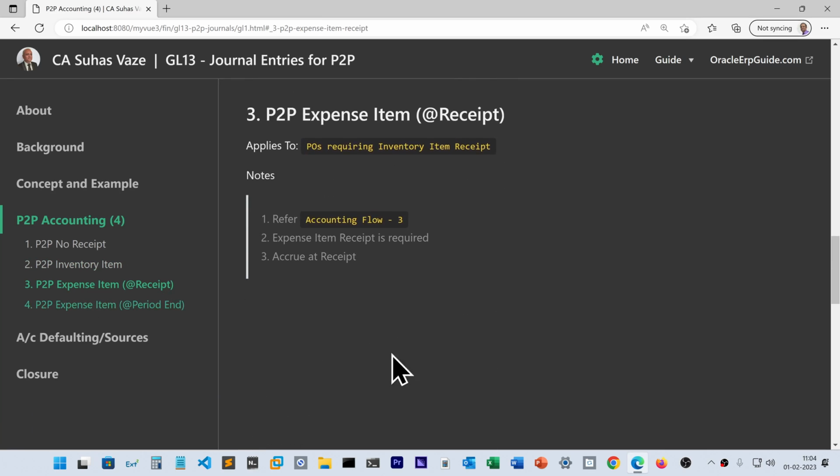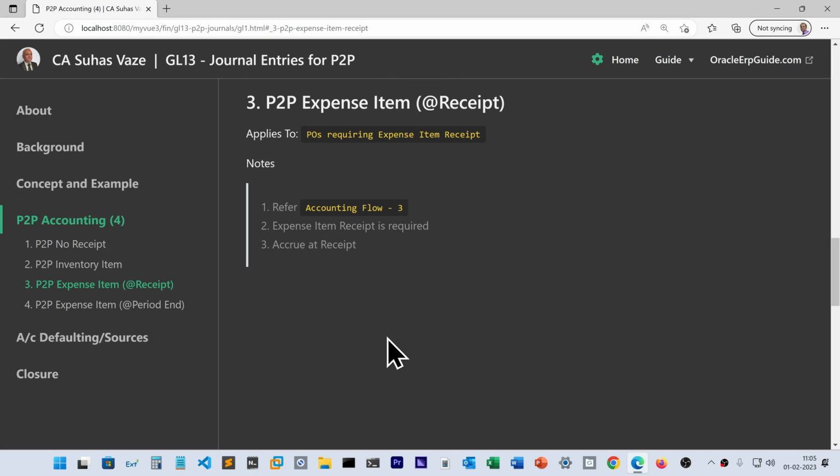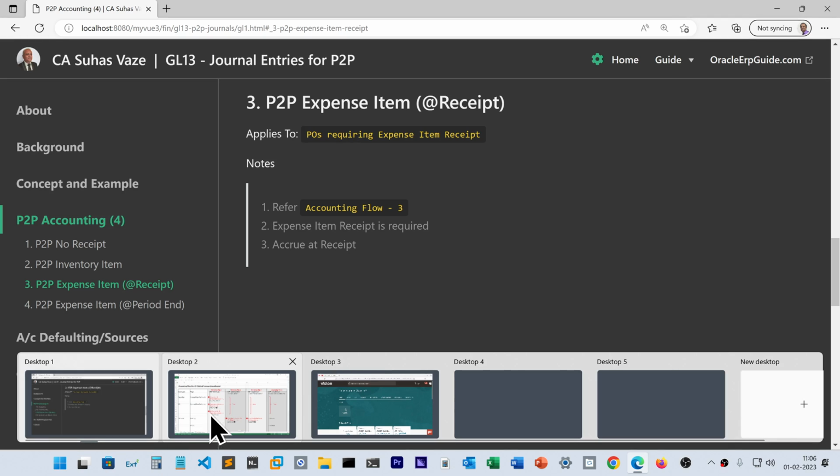So the next one, now P2P expense item, POs requiring expense item receipt, and when we have configured accrual at receipt. Whenever there is an expense item or expense destination, we can configure whether the accrual should be done at the time of receipt or at the time of period end. So this particular case is accrual at receipt. And we are going to refer to accounting flow 3 for this. Let us move on to our spreadsheet.